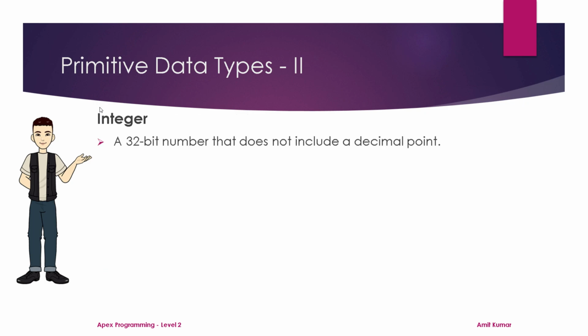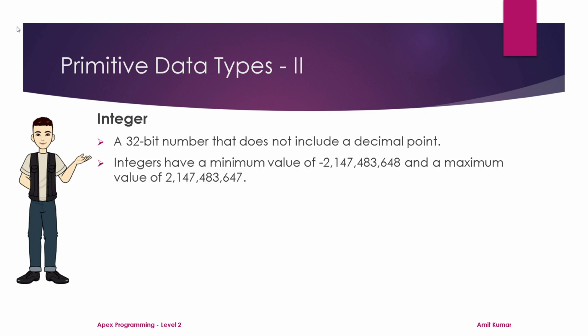Now integer. A mostly used data type, an integer is a 32-bit number that does not include a decimal point. 32-bit means in binary it is represented in 32 bits. Integer has a minimum value of -2147483648 and a maximum of 2147483647. That means it will accept values within this range itself. We can create an integer variable just like this.